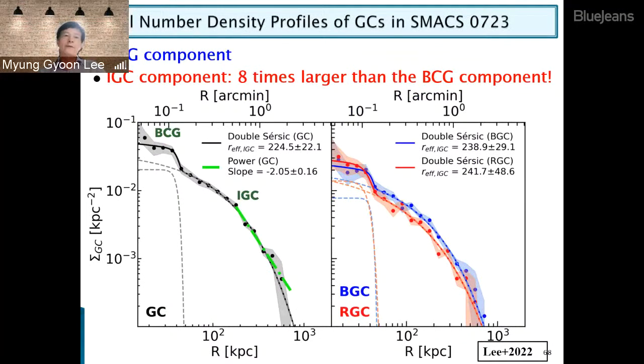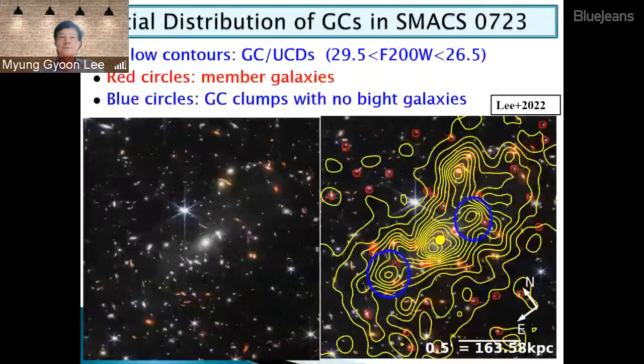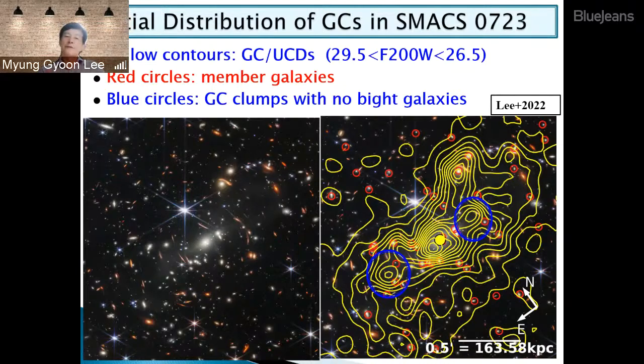Also, we can derive the number density profile, the radial profile of globular clusters, finding two components, one close to the brightest cluster galaxy component. The outer part is the IGM component, and the IGM component is much larger than the brightest cluster galaxy component. And these yellow contours are the number density map of globular clusters. So there are some similarities and differences between the image and the GC map. Also in the GC map, the blue circle shows some GC clumps without bright galaxies, which are interesting features.